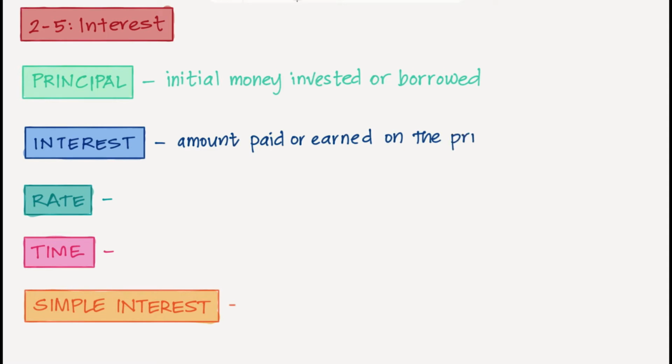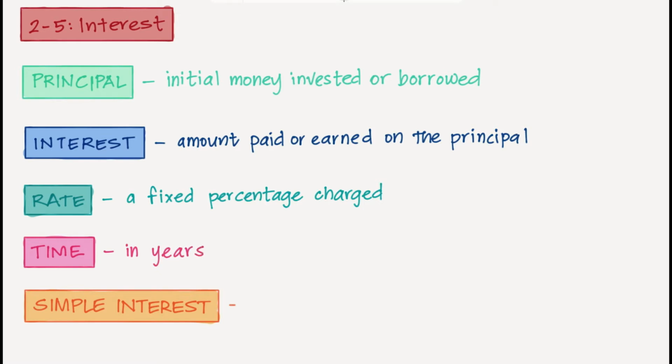So if you put your money into a bank, then they're going to pay you a little bit. Same with if you borrow money from a bank, like a loan, they're going to charge you a little bit extra. Now, rate is a fixed percentage that is going to be charged based on the principal. And then the time, this is always going to be measured in years, okay? So it's the number of years that you are investing your money in the bank.